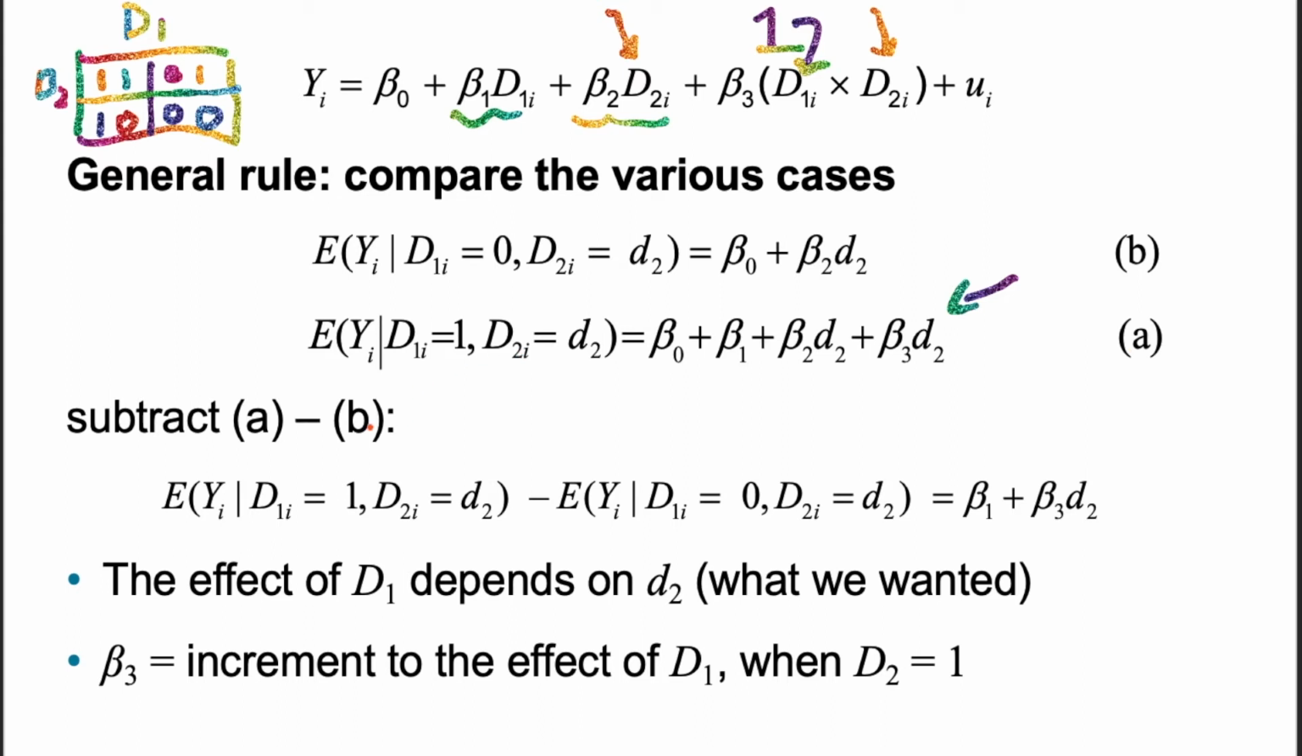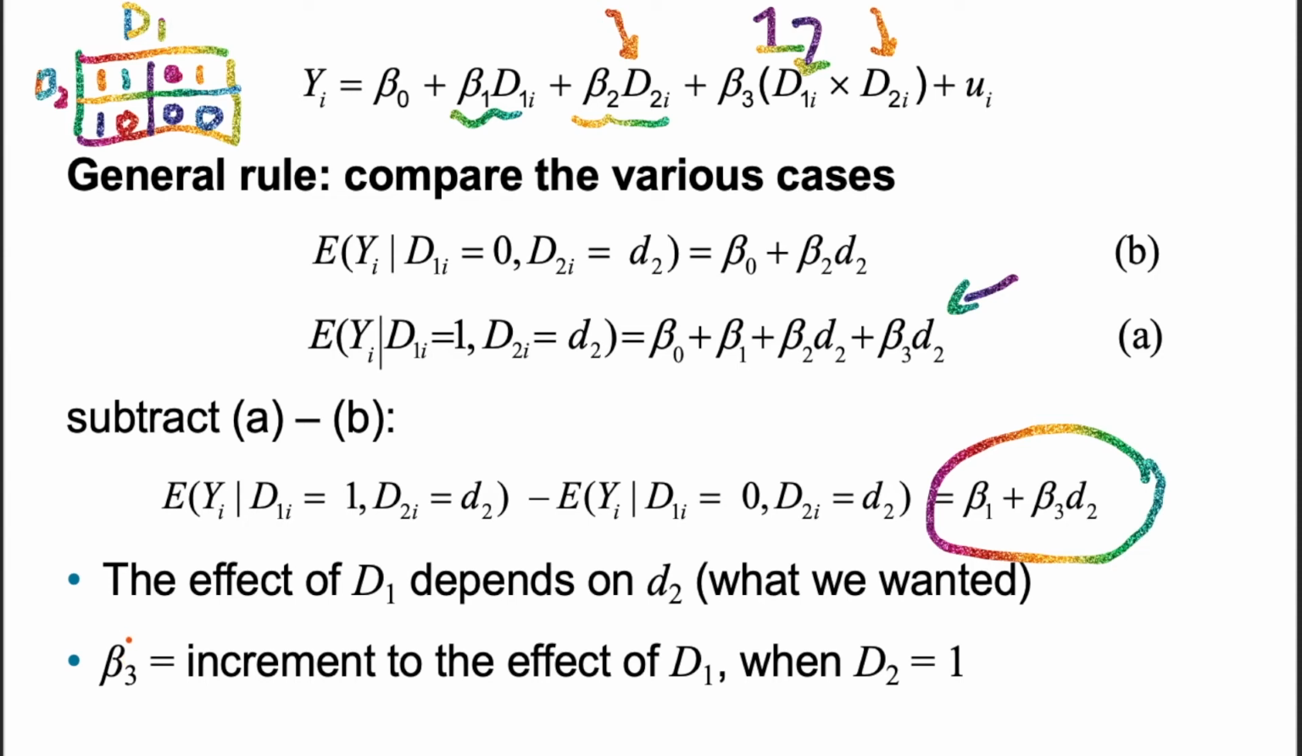equation A. Now we subtract A minus B to get the change in y given the change from d1 equals 0 to d1 equals 1. And when we do that, we get this expression, beta 1 plus beta 3 times d2. So the effect of d1 depends on what is d2, which is what we wanted, right? If d2 is equal to 0, then the effect of d1 will just be beta 1. If d2 is equal to 1, then the effect of d1 will be beta 1 plus beta 3.